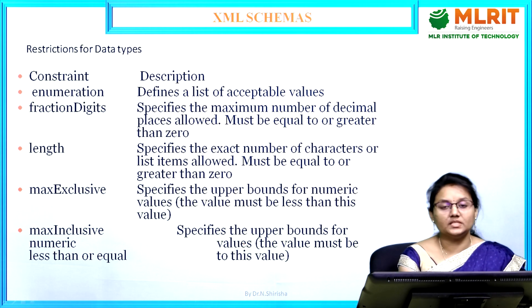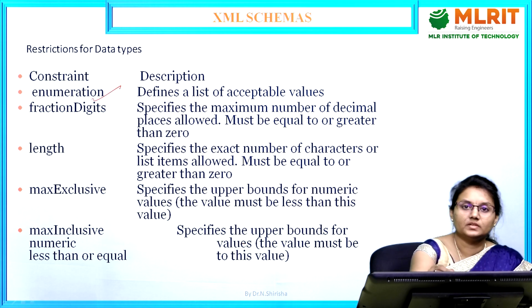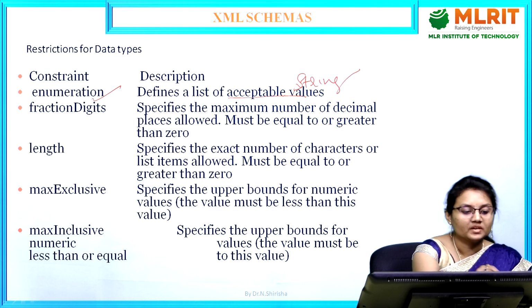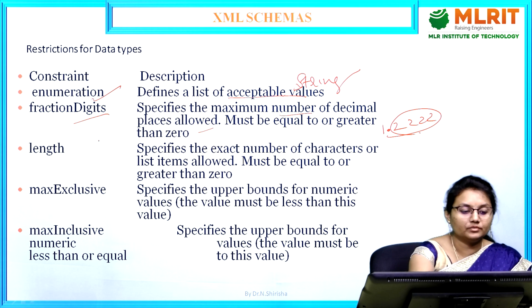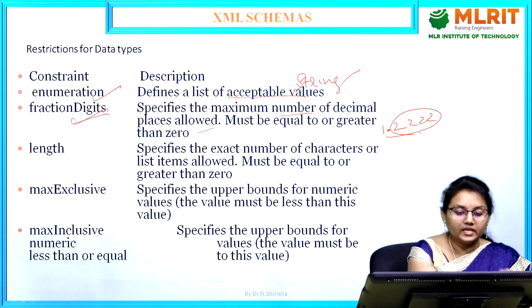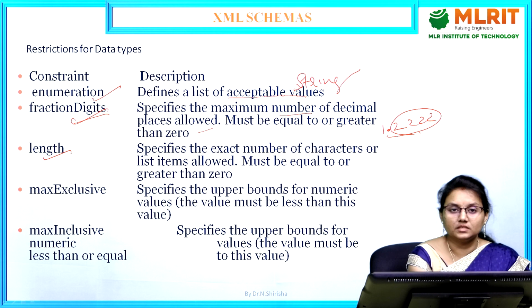So, in XML schemas, we can write the restrictions using enumerations if you have multiple strings, and using patterns if you want to define any constraints. So, what are the constraints and what is the description? We have enumeration, where we define a list of acceptable values, mostly of type string. Fraction digits: the maximum number of decimal places that are allowed, like 1.2, say 4 I wanted to give. So, fraction digits I can give. Length I can give, the exact number of characters that need to be allowed.